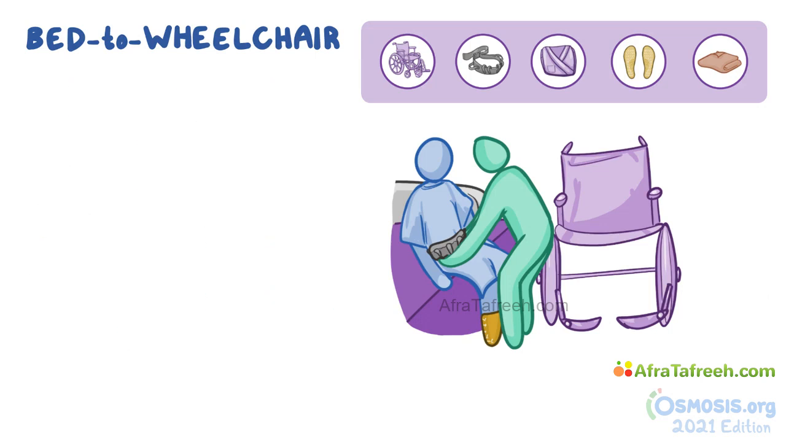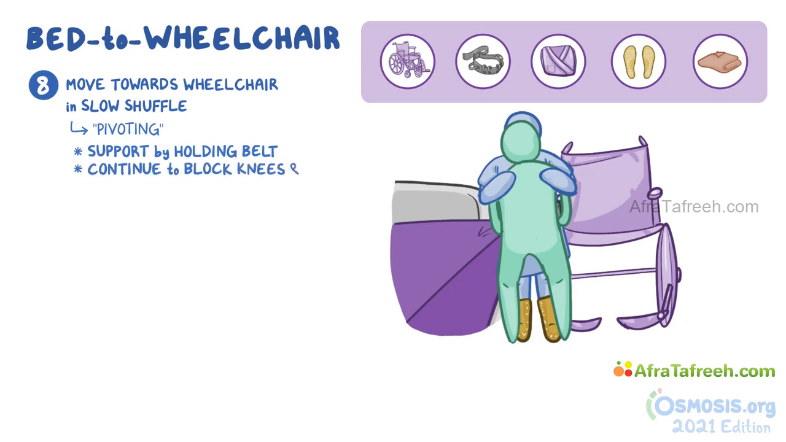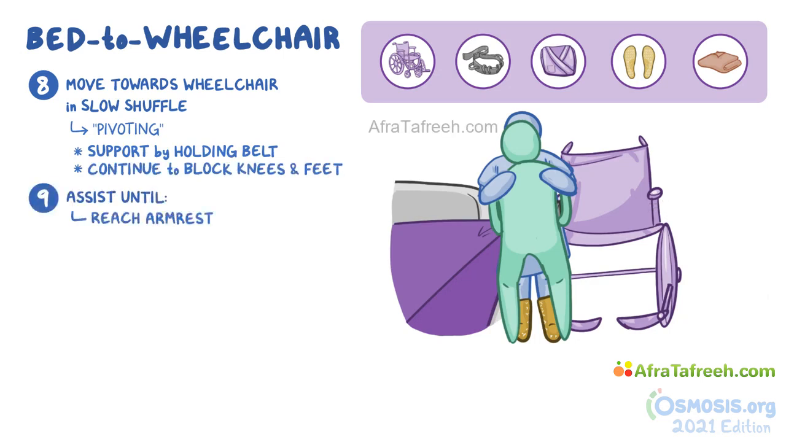Once you are in the standing position, move toward the wheelchair by taking small steps in a slow shuffle. This movement is also referred to as pivoting. Continue to support the person in the standing position by holding the transfer belt as they turn. Also, continue to block their knees and feet to prevent falling. Assist them until they reach the armrest and the backs of their legs touch the edge of the wheelchair.